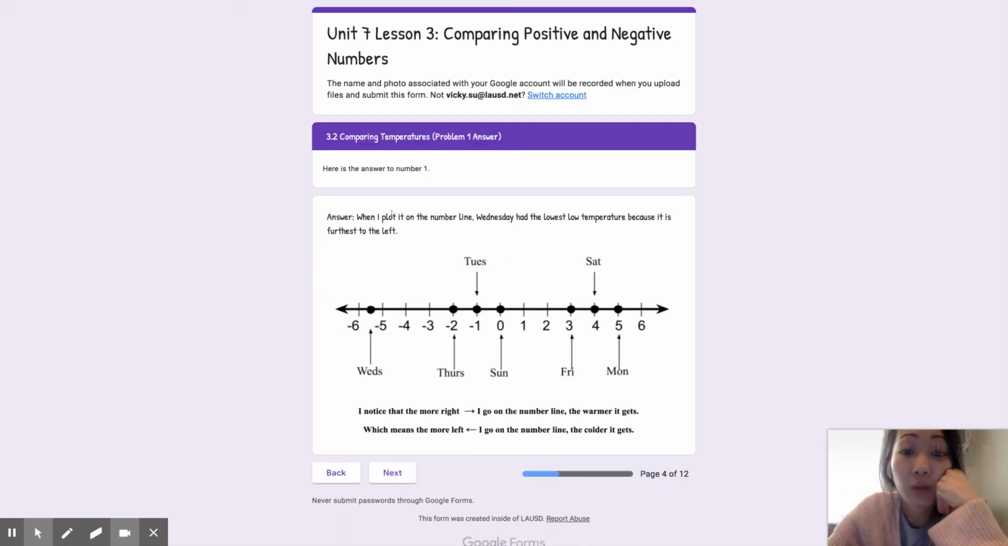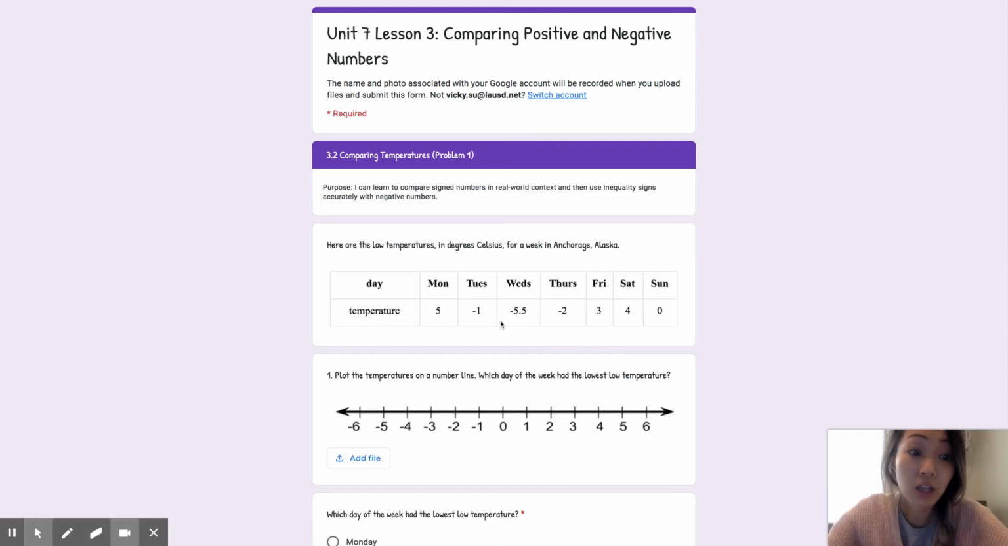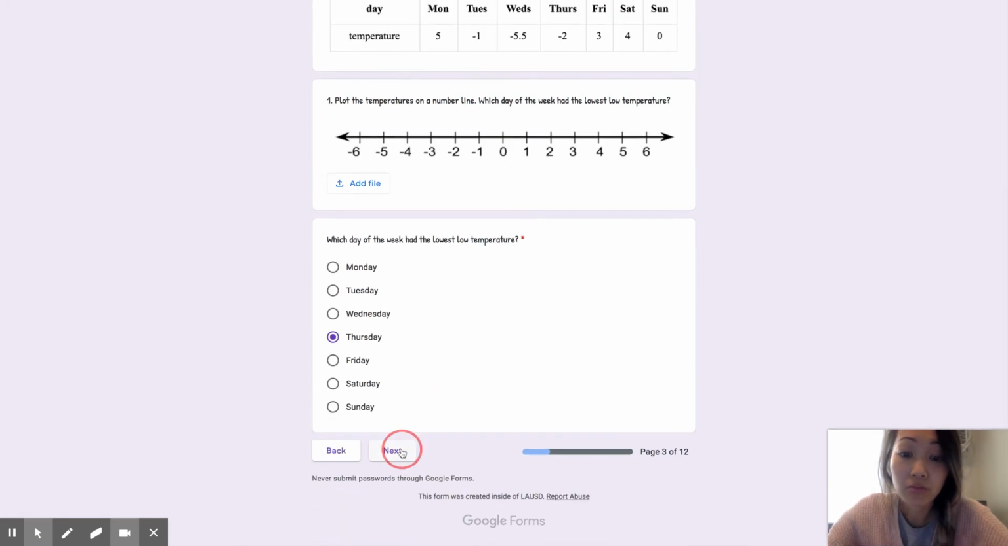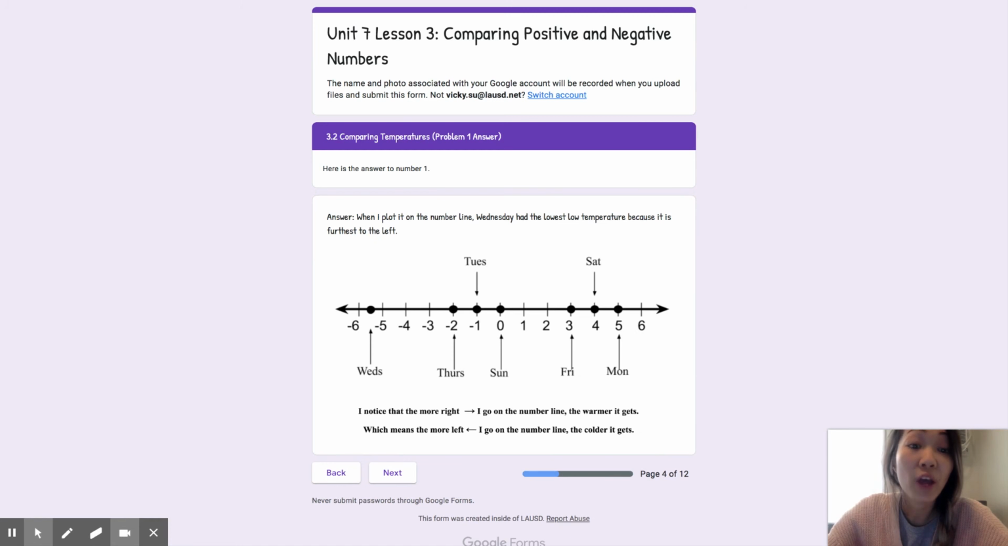So when I plot it, I have Wednesday is -5.5. Thursday is -2. Tuesday, I have it at -1. Sunday is at 0. Friday is at 3. Saturday is at 4. And Monday is at 5 degrees Celsius. So remember, these numbers, I didn't just come up with in my head. I just want to plot it wherever I want. So these numbers are coming from that chart that we just saw. So these dots I plotted from these numbers. Does that make sense?